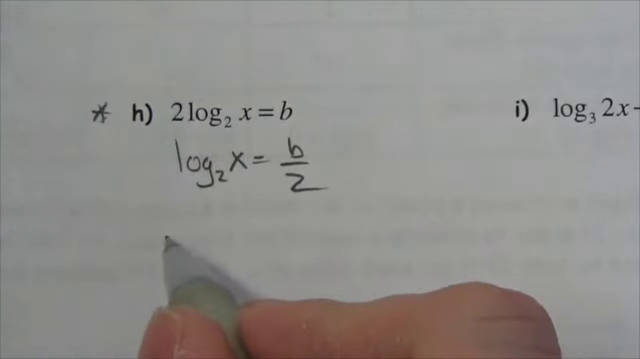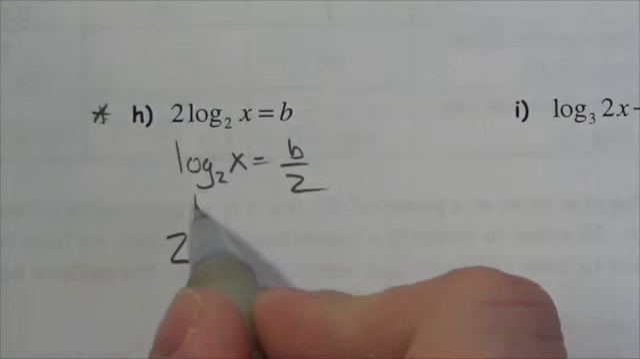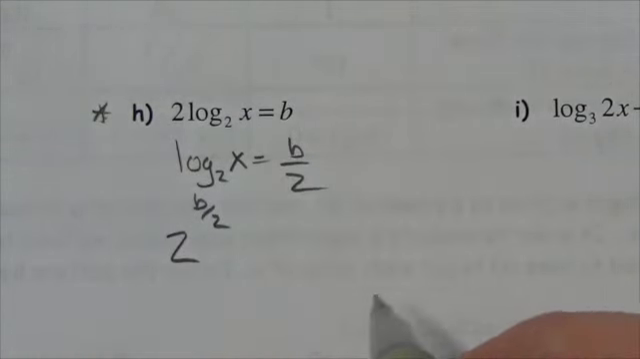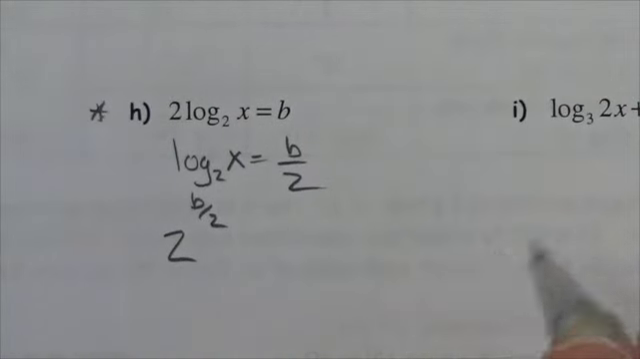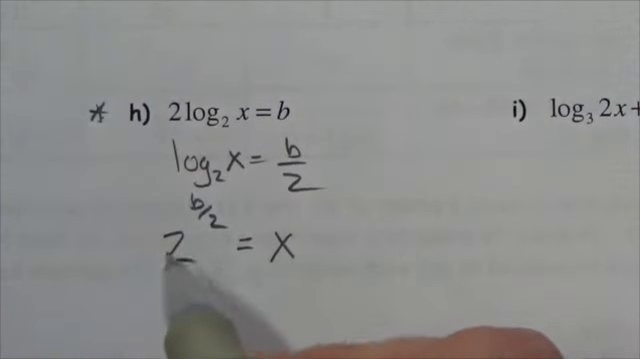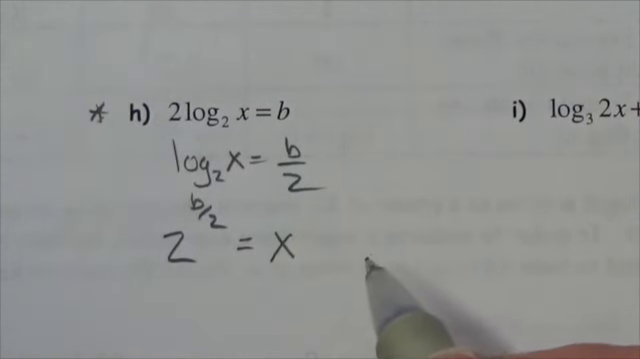And so now, the base is 2. The exponent is a fraction, because whatever the logarithm equals is the exponent. And that's okay. Doesn't matter. I can have fractions in the exponent. That's not a big deal. And it's going to equal the argument of the logarithm. So 2 to the b over 2 is equal to x.